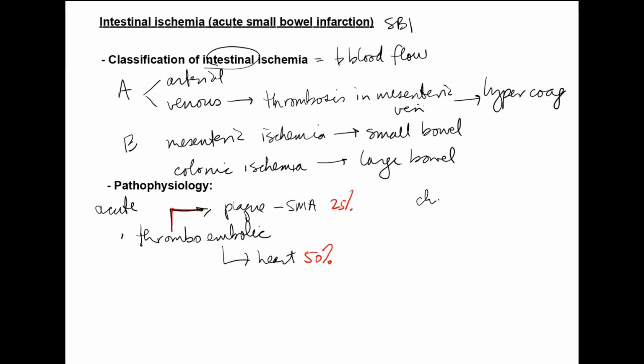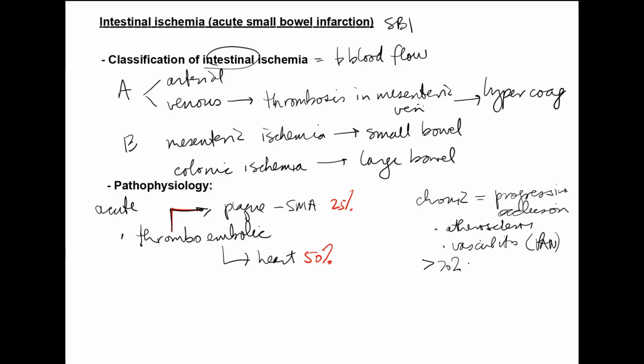By comparison, chronic is not something that happens over hours, but happens over more than weeks to months, and it's almost invariably due to a progressive occlusion. The 2 commonest causes for this are going to be atherosclerosis and vasculitis, such as polyarteritis nodosa. And when the occlusion is greater than 70%, this is going to give a demand ischemia of abdominal pain 1 hour or so after eating.